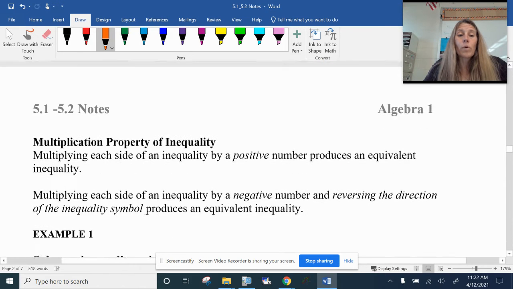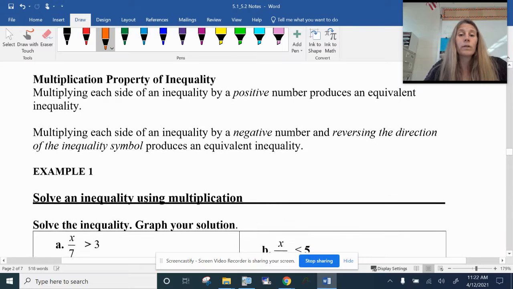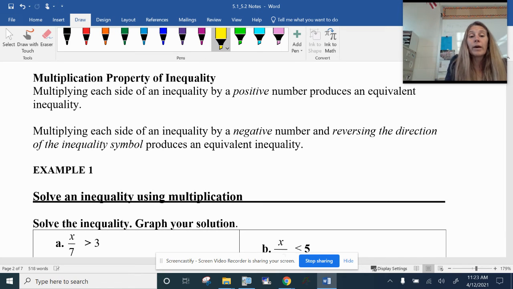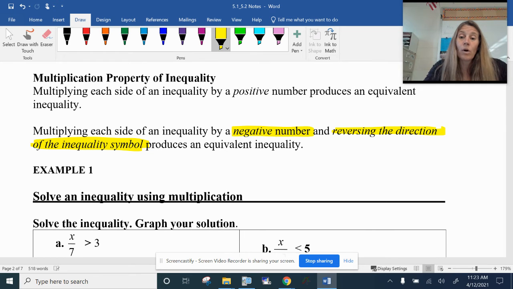So now let's talk about the multiplication property of inequalities. When we multiply each side of an inequality or divide by a positive number, it's going to produce an equivalent inequality. So it's not going to change the sign. However, if we multiply each side of an inequality by a negative number, we are then going to have to reverse the direction of the inequality symbol in order to produce an equivalent inequality. And this also goes for division as well.